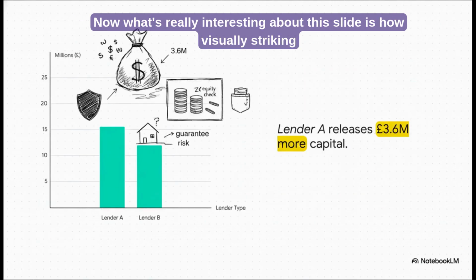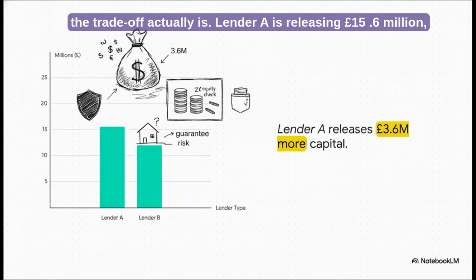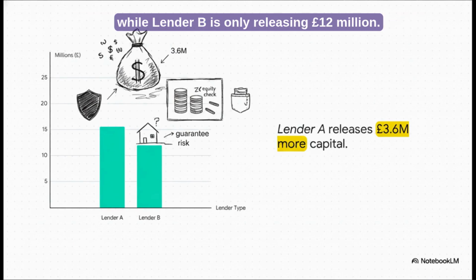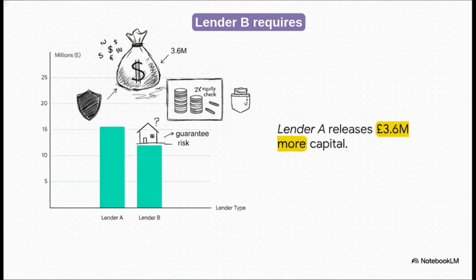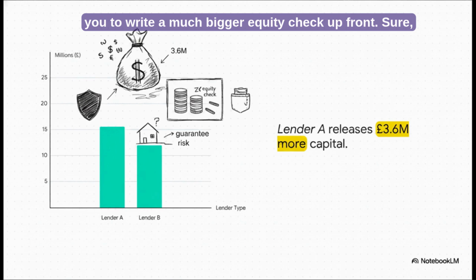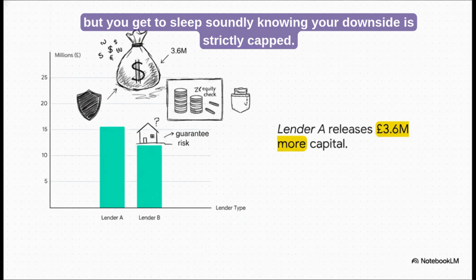Now, what's really interesting about this slide is how visually striking the trade-off actually is. Lender A is releasing £15.6 million, while Lender B is only releasing $12 million. That is a £3.6 million difference in capital that you get to keep in your pocket today. But to get that extra $3.6 million, you have to take on that guarantee risk with Lender A. Lender B requires you to write a much bigger equity check up front, sure, but you get to sleep soundly knowing your downside is strictly capped.